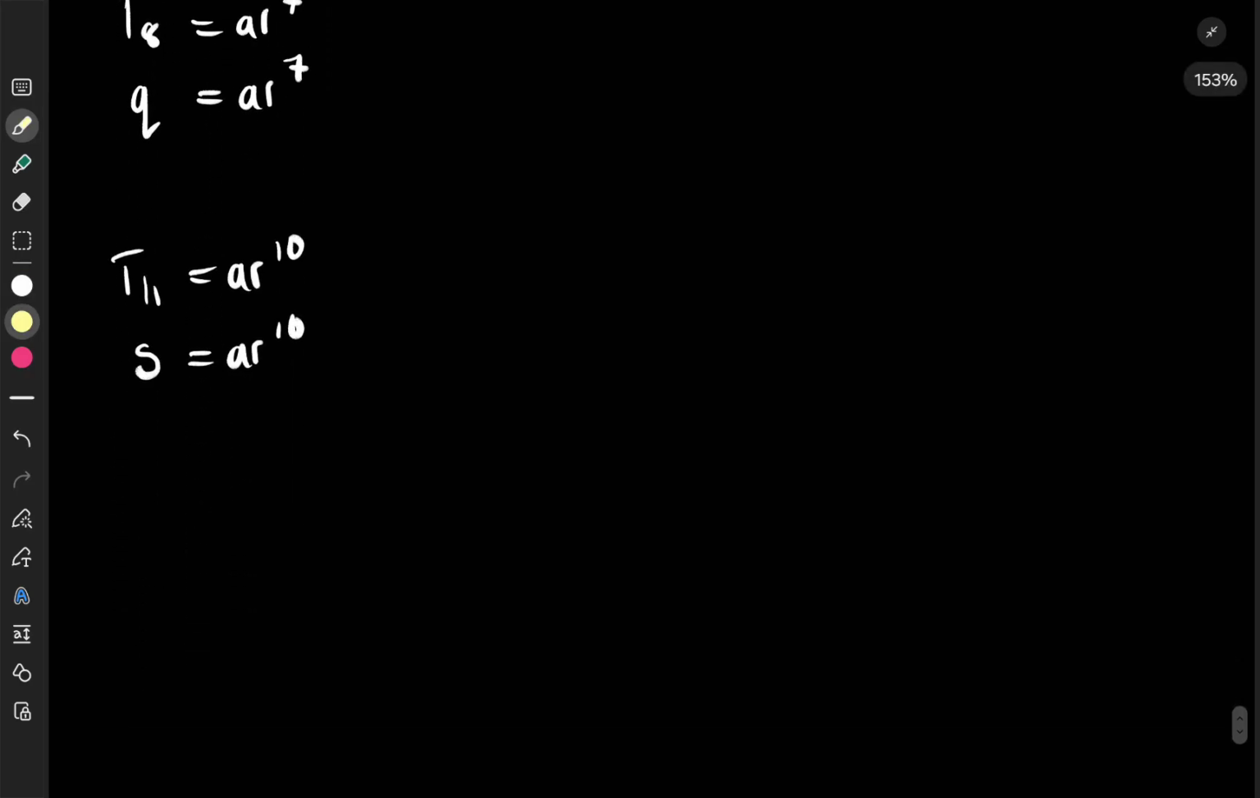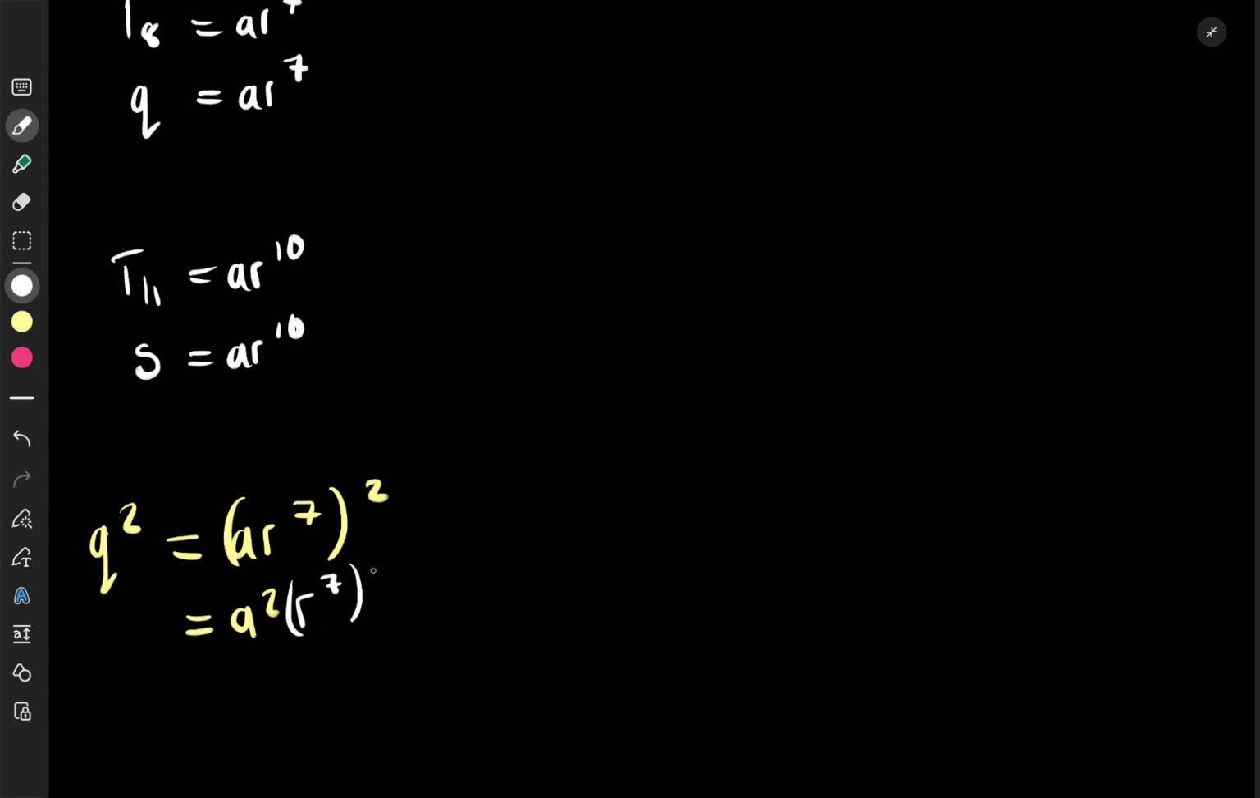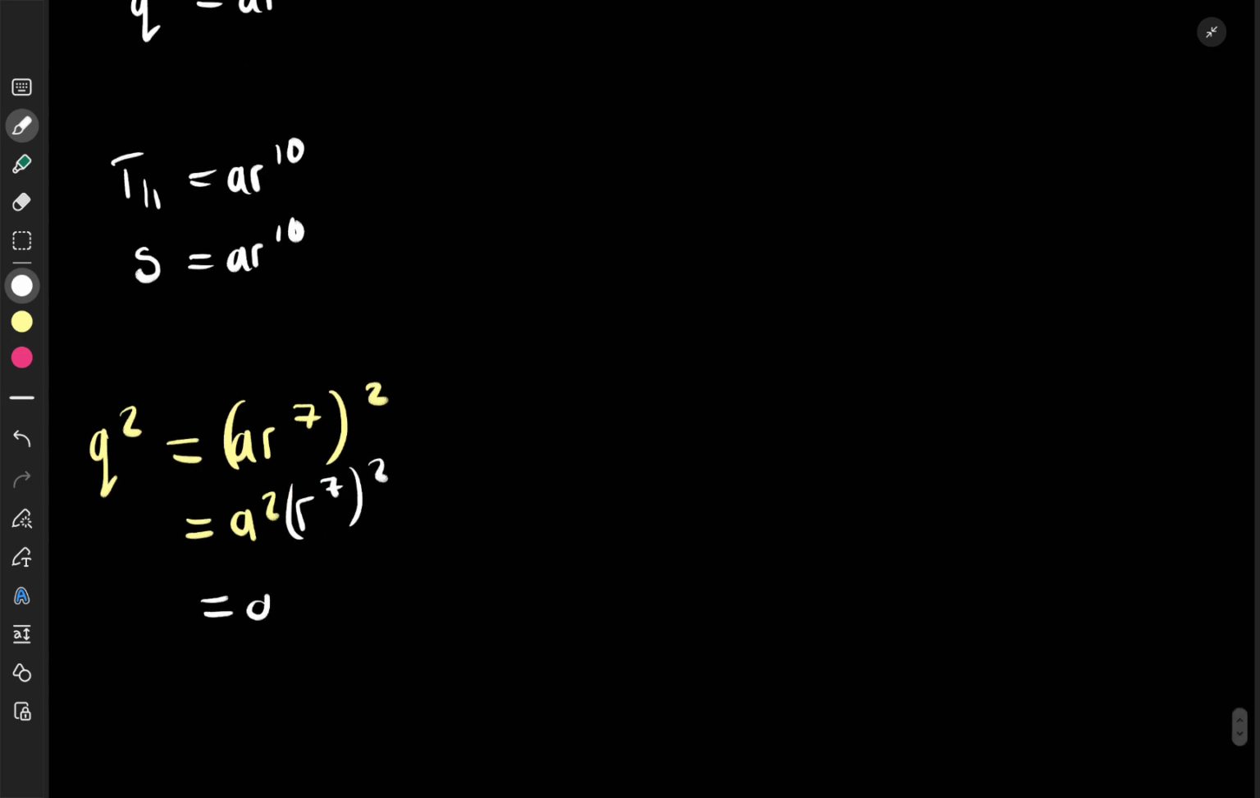So we can say that Q squared is equal to AR to the power of 7, all squared, which is equal to A squared. When you raise to the power outside, you distribute it. So it's A squared, then R to the power of 7 all raised to the power of 2. When you have a number with a power raised to another power, you multiply the powers. So it'll be R to the power of 7 times 2, which is 14.